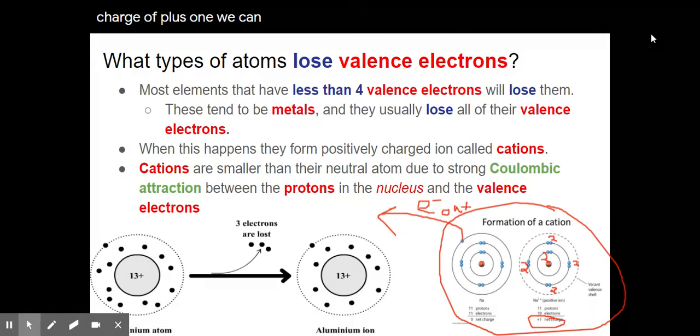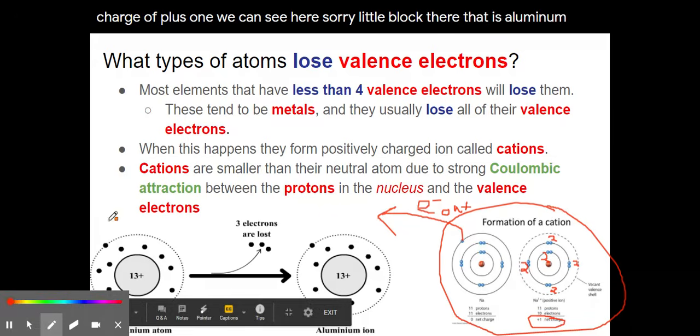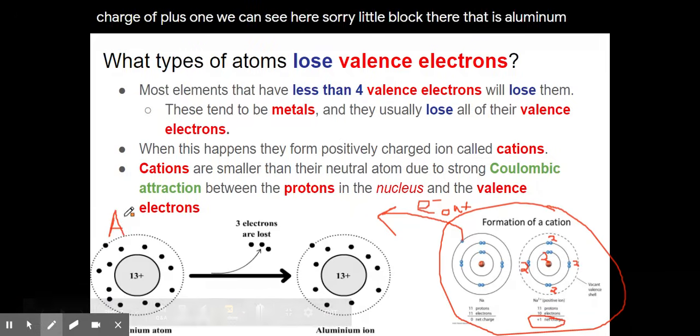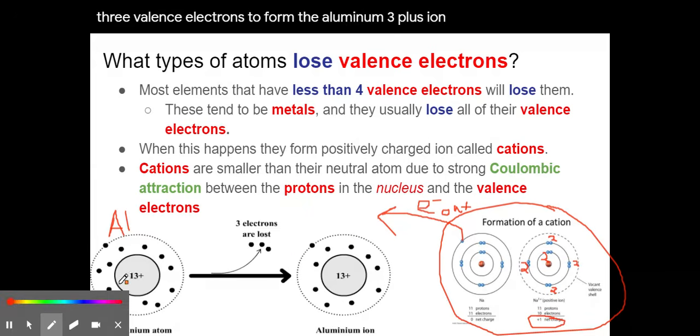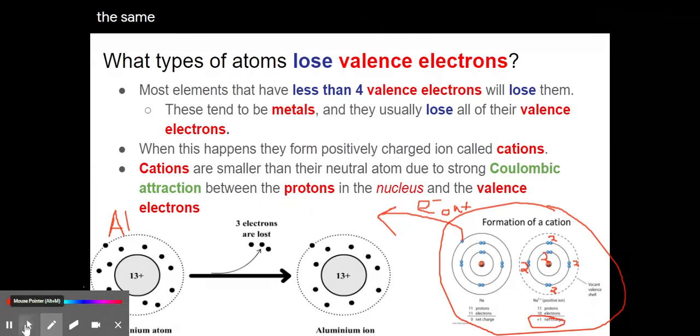And we can see here, the little block there, that is aluminum. It loses 3 valence electrons to form the aluminum 3+ ion. The number of protons stays the same.